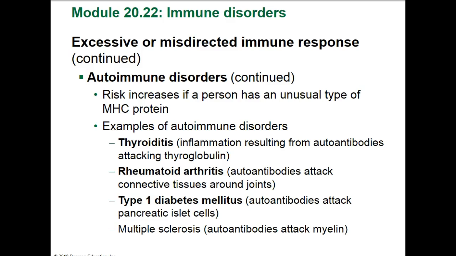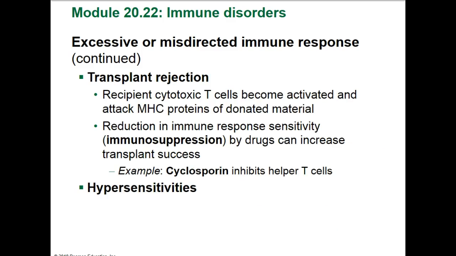Here are some examples of autoimmune disorders. Thyroiditis: autoantibodies against thyroglobulin. Rheumatoid arthritis: the autoantibodies attack the connective tissues around your joints. Type 1 diabetes mellitus is an autoimmune disorder where you attack your pancreatic islet cells and you don't produce insulin anymore. Multiple sclerosis: you attack your own myelin of your neurons.